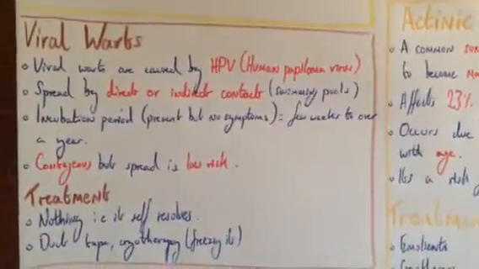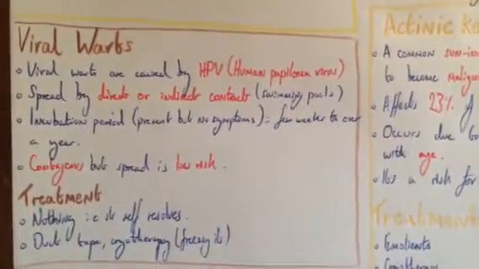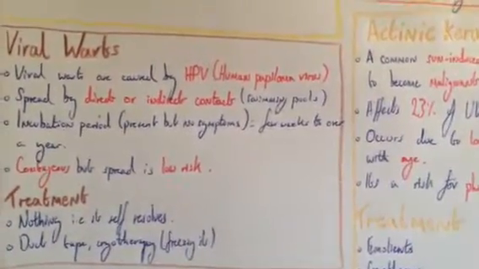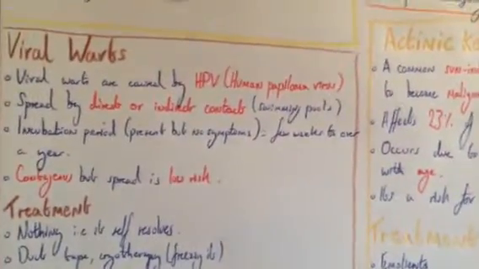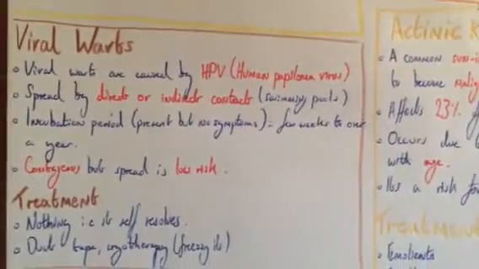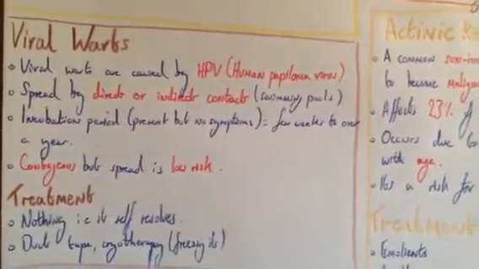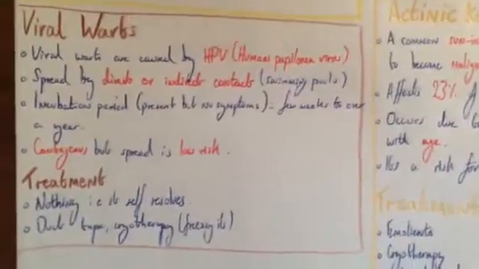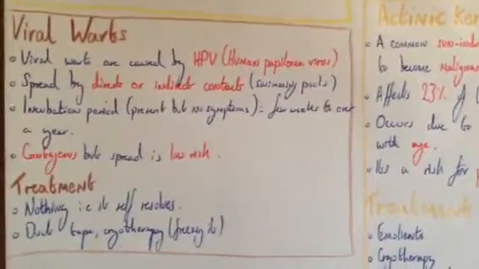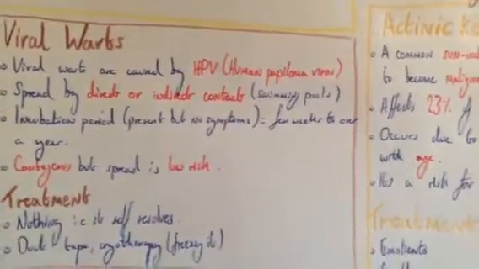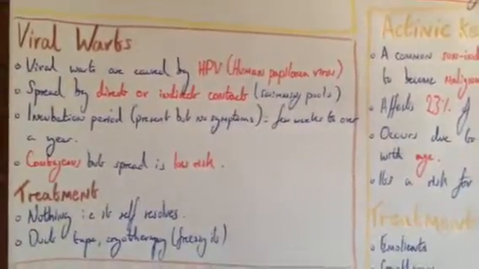Moving on, we go on to viral warts. Viral warts are caused by HPV, human papillomavirus. They're spread by direct or indirect contact, for example, swimming pools. The incubation period, where the infection is present but there are no symptoms, is weeks and even up to a year, or even over a year. It's contagious, but spread is low risk.